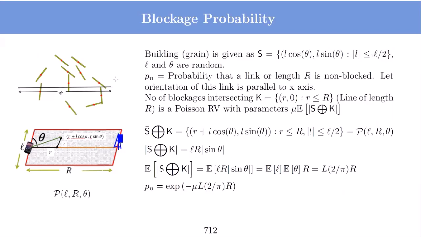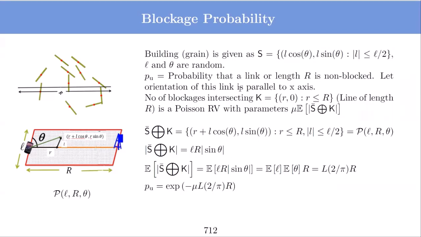given by all values of x, y such that x is l cos theta, y is l sin theta, where l can be anything between minus L by 2 to plus L by 2. This L is the length, and theta is the orientation. These are all random variables with some distribution. Let us find the probability that a link of length R is non-blocked. Let us take the link as parallel to the x-axis.